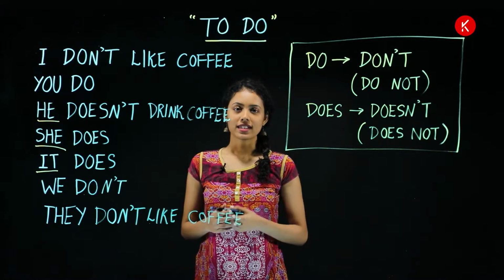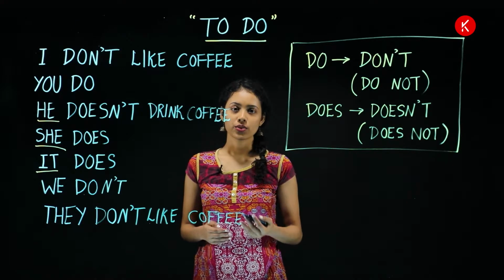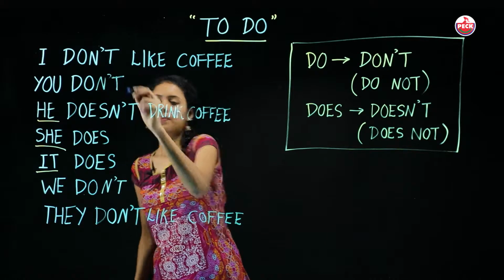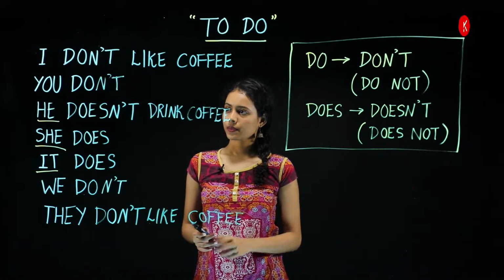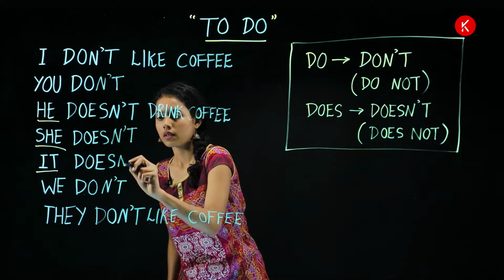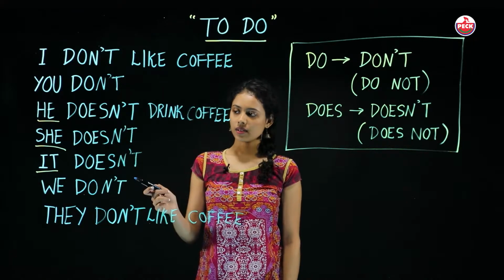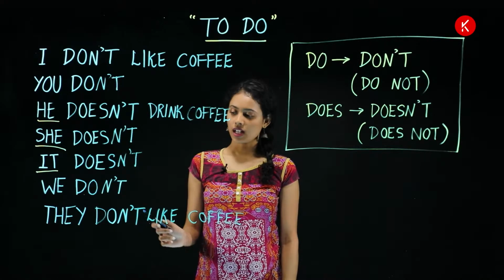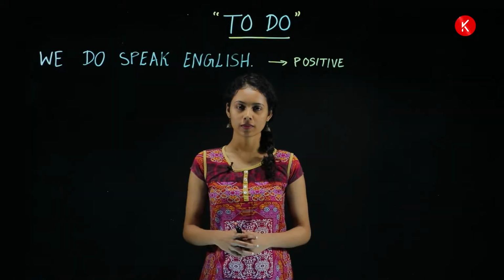Now let's revise the negative forms of the verb to do. It's I don't, you don't, he doesn't, she doesn't, it doesn't, we don't, and they don't.